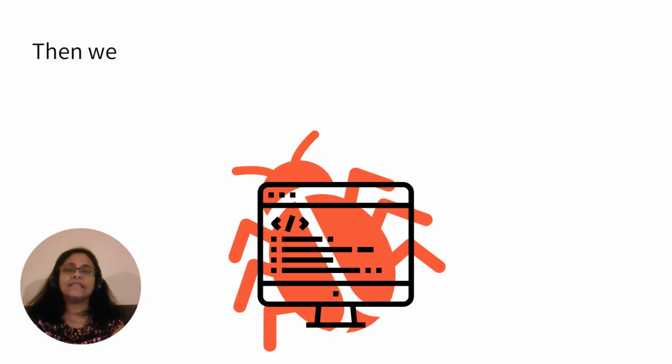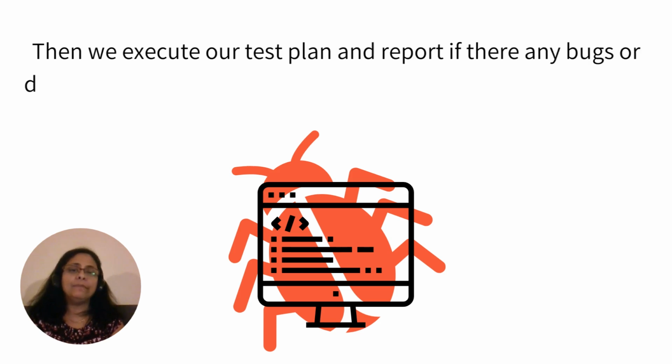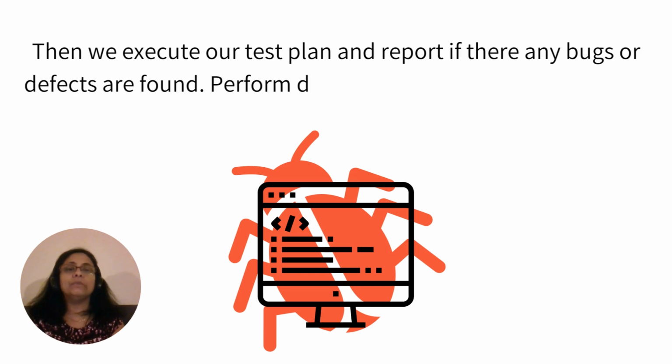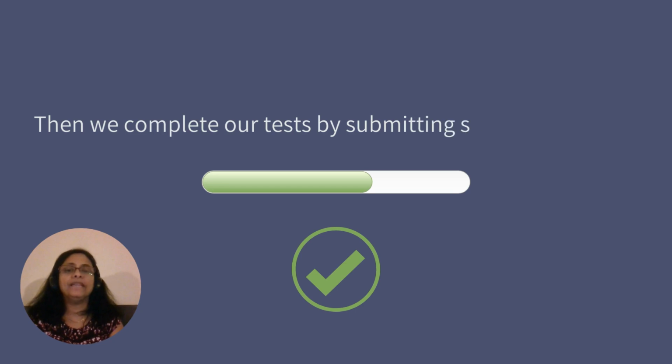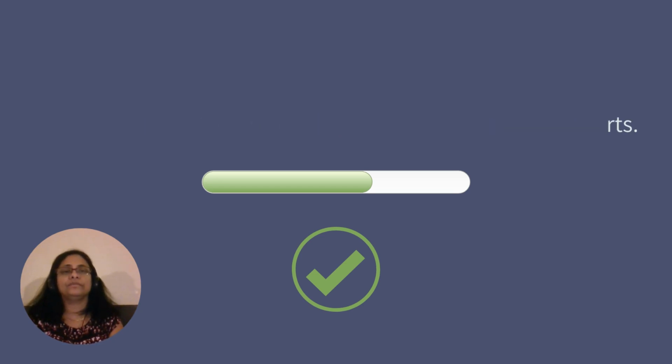Execution. We execute our test plan and report if any bugs or defects are found. Perform different testing like retesting and regression testing, etc. Completion. Then we complete our tests by submitting summary reports.